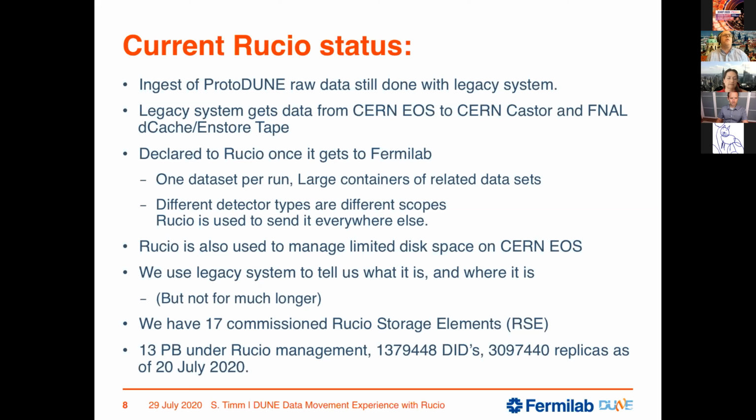We also are using Rucio to manage our limited disk space in certain EOS. So we've taken 5 petabytes of data over the course of time. We only have less than 1 petabyte available in EOS. So we have to rotate off data, and that's worked very well for that. We use our legacy system to tell us what it is and to tell the analyzers where it is, but not for much longer.